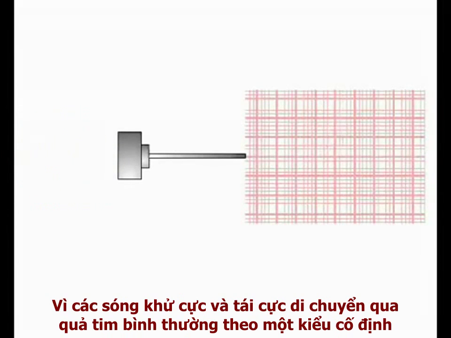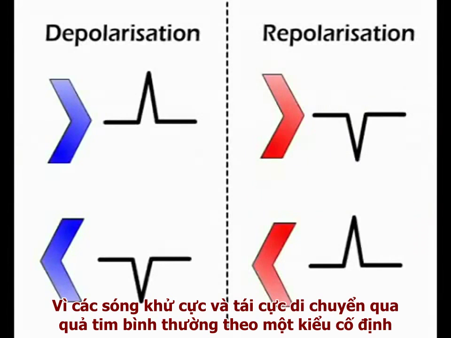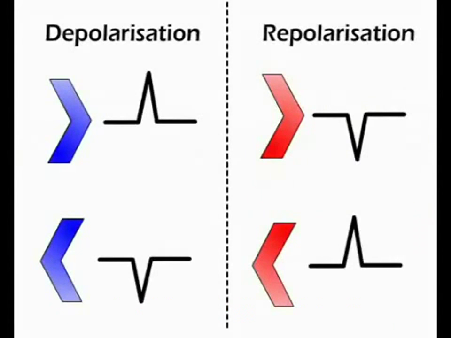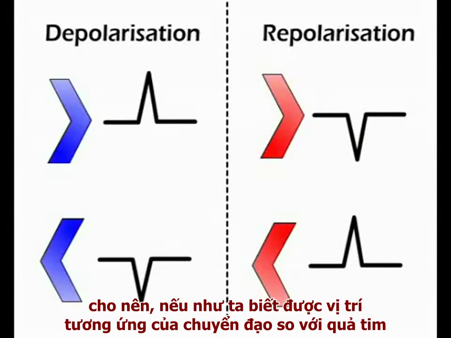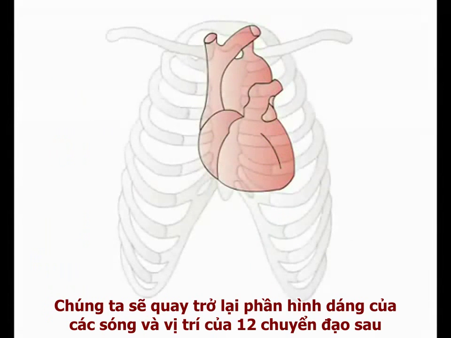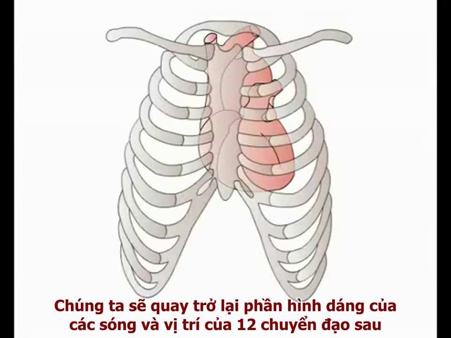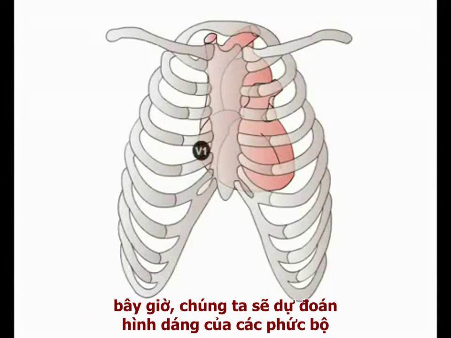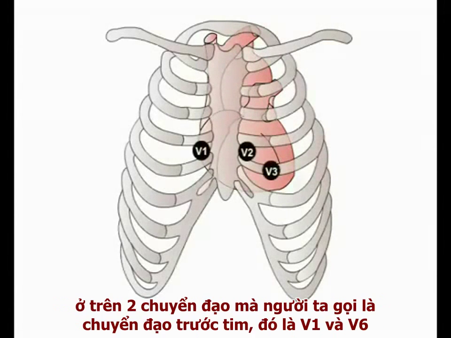As the depolarization and repolarization waves spread over the normal heart in a well-defined and relatively constant pattern, these rules mean that if we know the position of an ECG lead relative to the heart, we can predict the form of readout it records. We'll come back to the nomenclature and position of all 12 leads later, but for now, let's see how this works in two of the six so-called chest leads, V1 and V6.